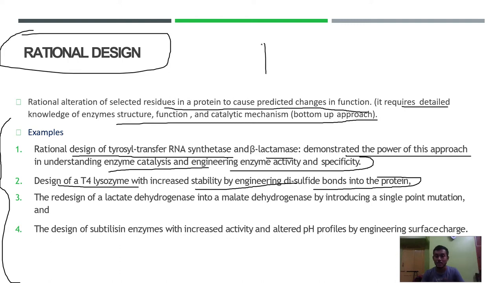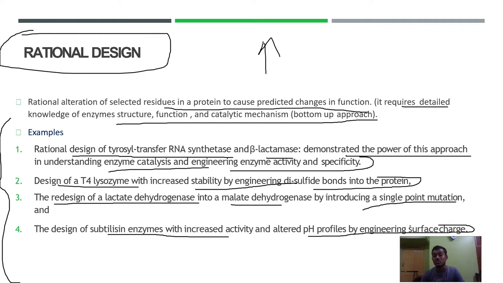These are some of the methods scientists have incorporated over the years to increase the specificity or characteristic feature of a particular molecule. Another example is the redesign of lactate dehydrogenase into malate dehydrogenase by introducing a single point mutation. And lastly we have the design of subtilisin enzymes with increased activity and altered pH profiles by engineering surface charges.